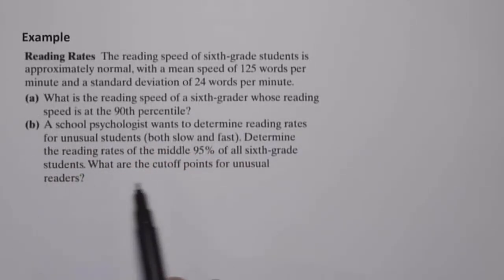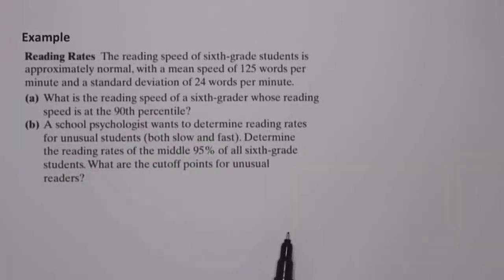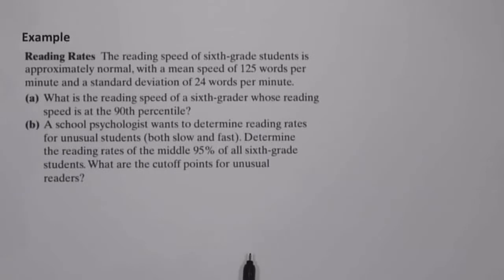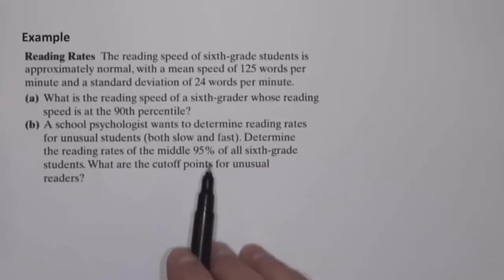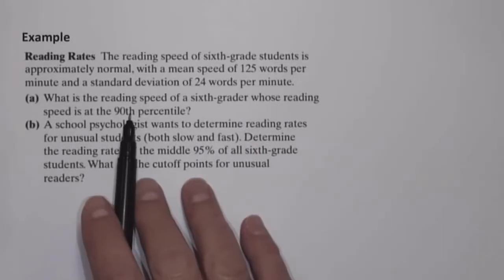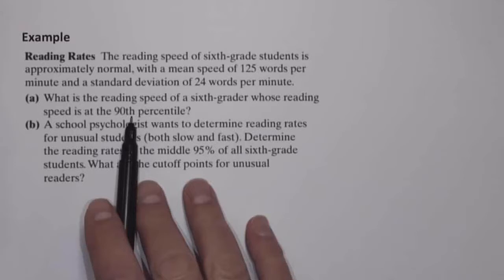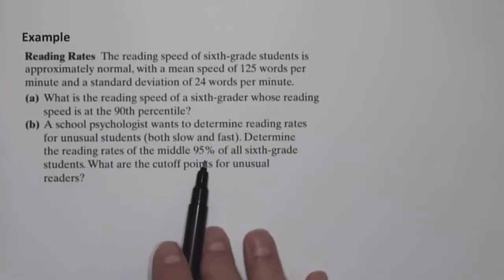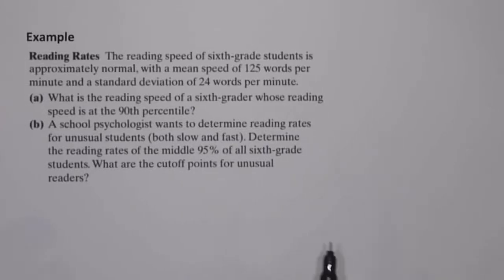So this is the same scenario that we've used in previous videos. We know that the reading speeds of 6th grade students are normally distributed with a mean of 125 words per minute and a standard deviation of 24 words per minute. We're looking for the 90th percentile. So what's the reading speed of a 6th grade student who's in the 90th percentile? And then we want to find the cutoffs for the middle 95% of 6th grade students. So let's take a look at this on a different sheet.